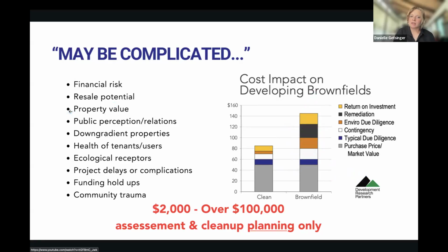The other complications: resale potential, just having contaminated property, just the perception alone can create a hesitation. The property values can decrease. Public perception is definitely a factor. If the community is not feeling comfortable that this is a safe place for them to be and for their children to be, that can affect the project. You have off-site impacts, health impacts, and just funding in general. The environmental complications, not many funders want to fund environmental cleanup. Most people get scared of it.